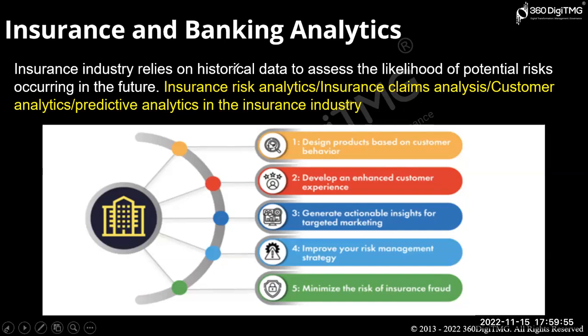So insurance industry relies on historical data. Obviously, all the data that we are dealing with in data science, we will be relying on historical data. Assess the likelihood of potential risk occurring in the future, insurance risk analytics, insurance claim analysis, customer analytics, predictive analytics in insurance industry. These are all the things that we will be doing using the machine learning. So all these things we can able to analyze using the machine learning when it comes to insurance.